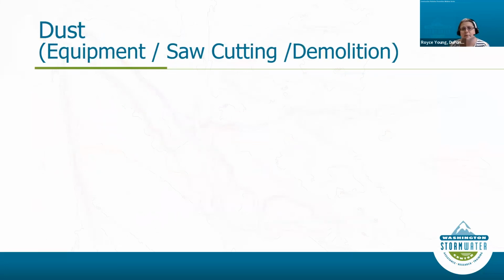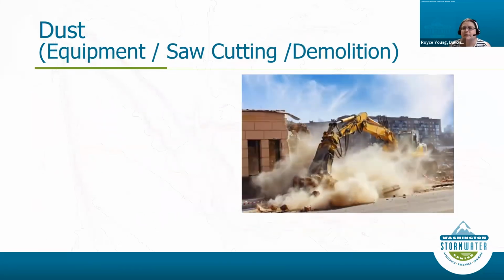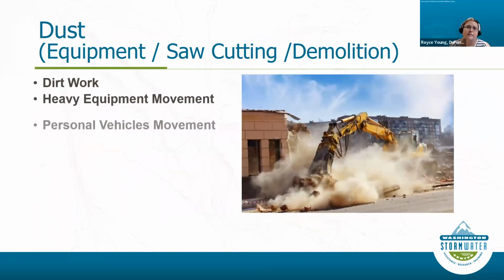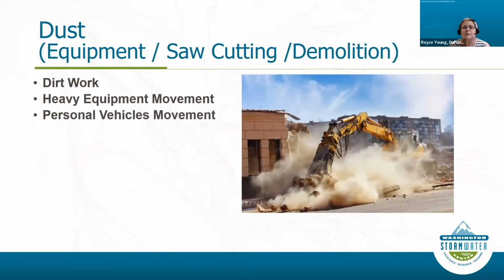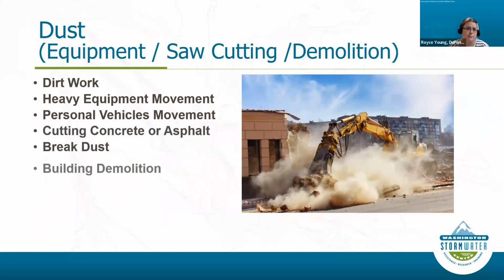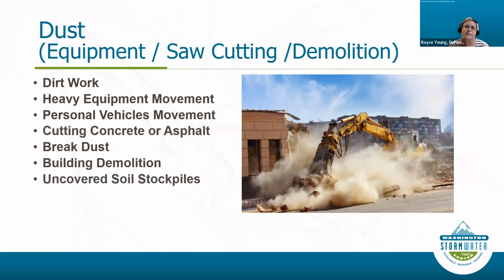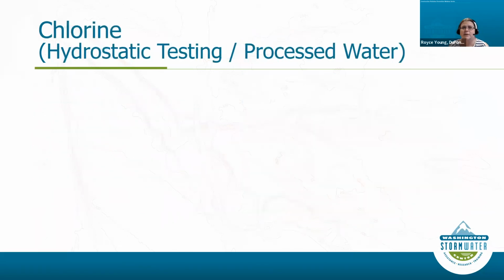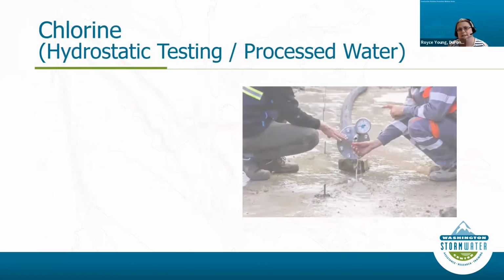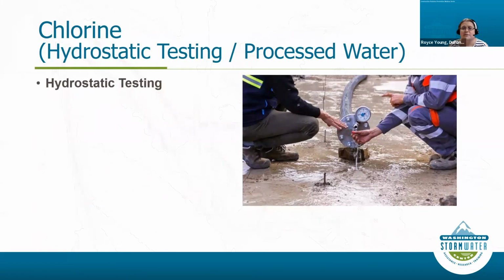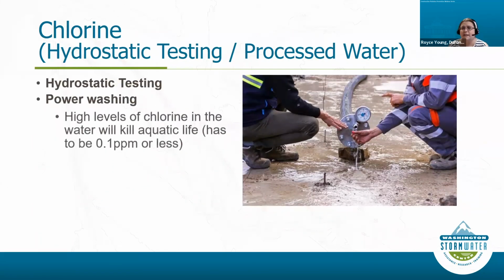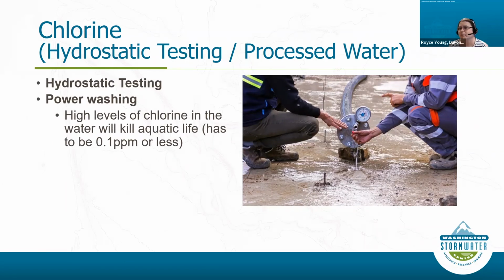Dust. Dust is another big one. But dust could come from several places. Your dirt work, your heavy equipment moving, personal equipment moving or vehicles moving, cutting concrete or asphalt, brake dust, building demolition, uncovered soil stockpiles. Chlorine, if you're doing any sort of testing, hydrostatic testing or processed water, power washing. And the big one is the chlorine will kill aquatic life, so it has to be less than 0.1 parts per million.